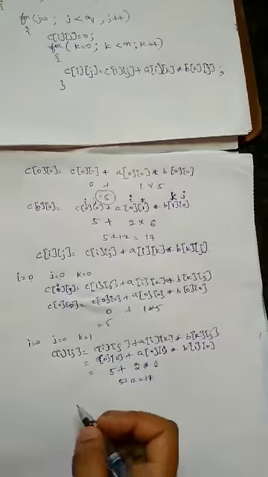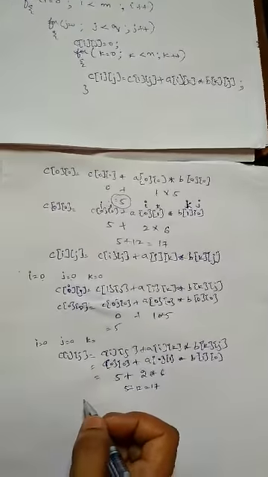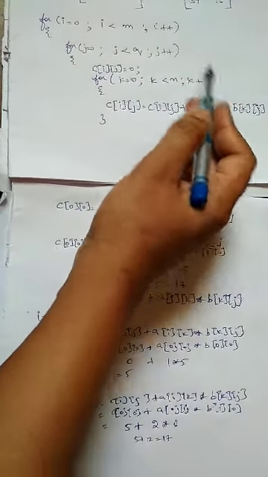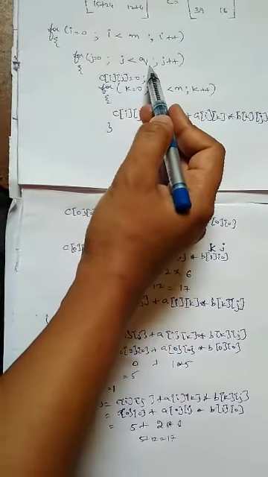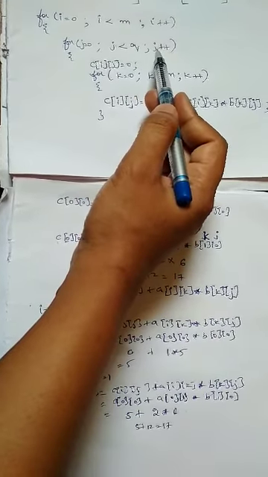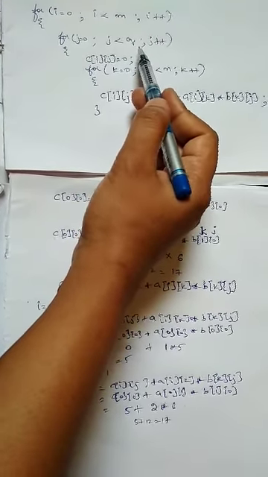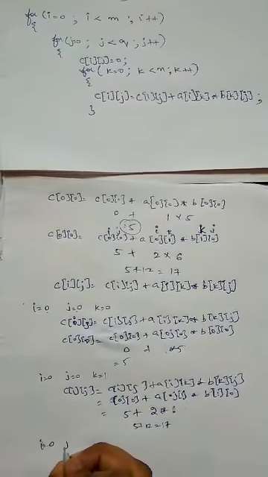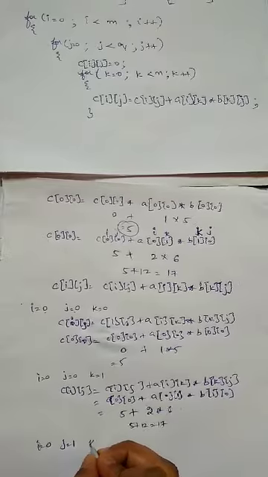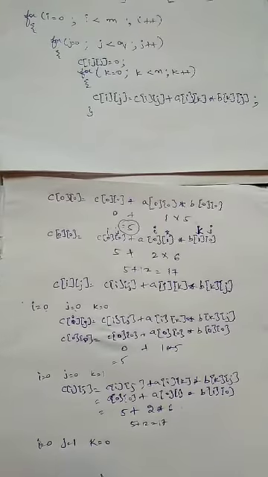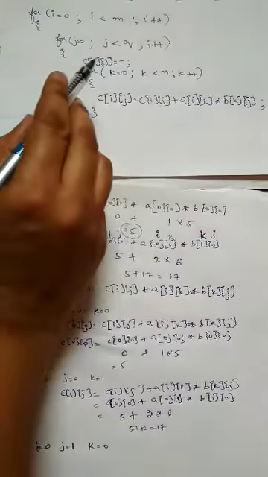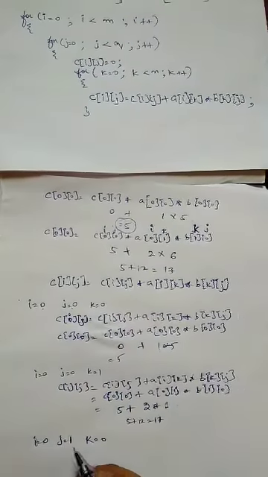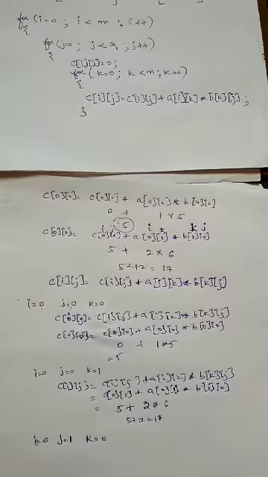Now k gets incremented to 2. But 2 is not less than 2. This fails, so we'll come out of the for loop. We'll jump to j. j will become 1. 1 is less than 2, right? Now i equals 0, j equals 1, and k is again initialized to 0. And in the same way C of ij also will be initialized to 0. That is, C of 0 1 will be initialized to 0.